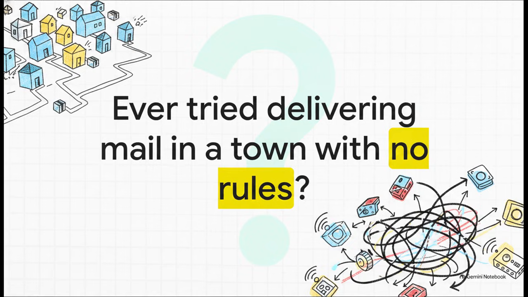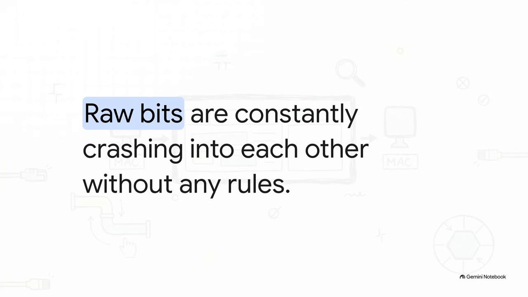So picture this. Have you ever tried delivering mail in a town with literally no house numbers, no street signs, and absolutely zero traffic rules? Imagine trying to drop off a parcel in that kind of chaotic environment. It perfectly illustrates what happens at the raw, physical layer of a computer network when devices try to communicate all at once without any sort of governance. It is just pure chaos.